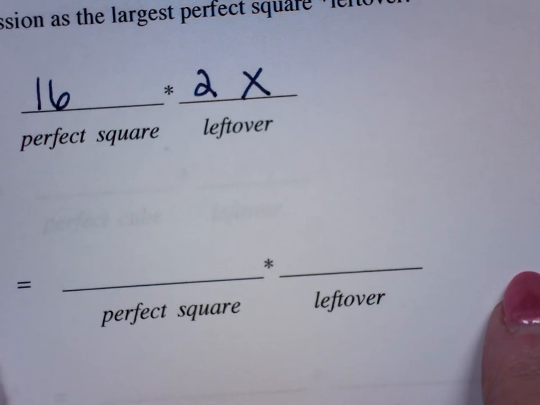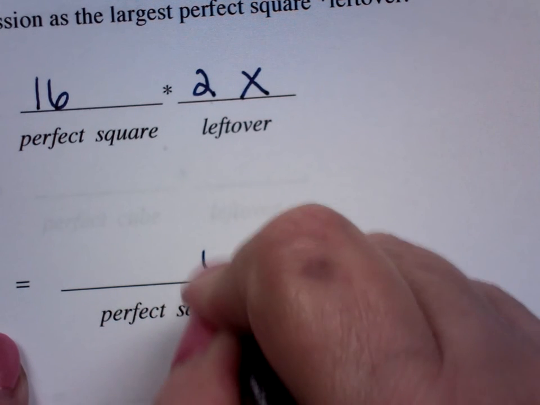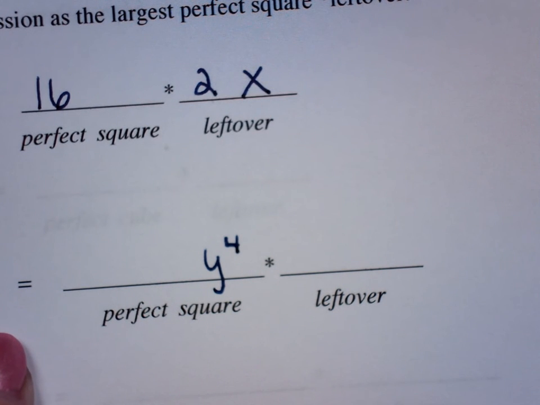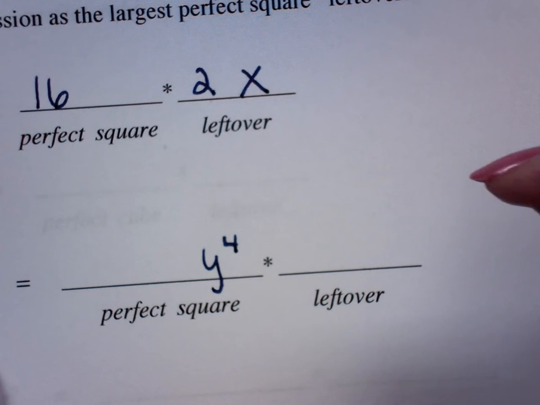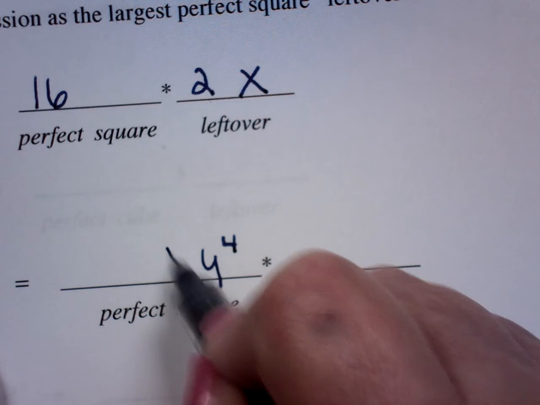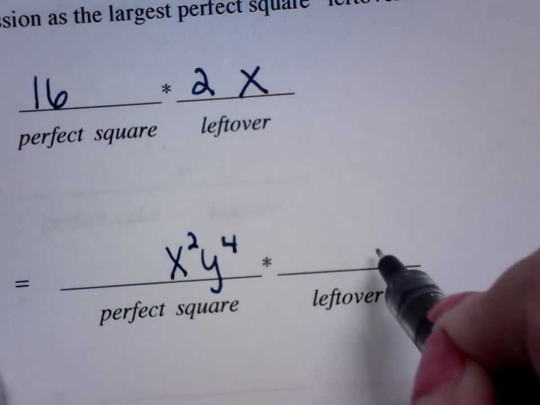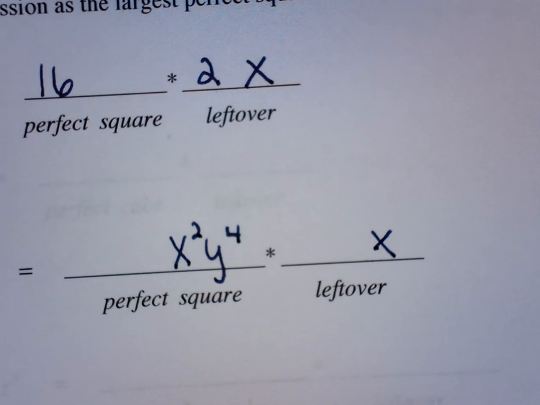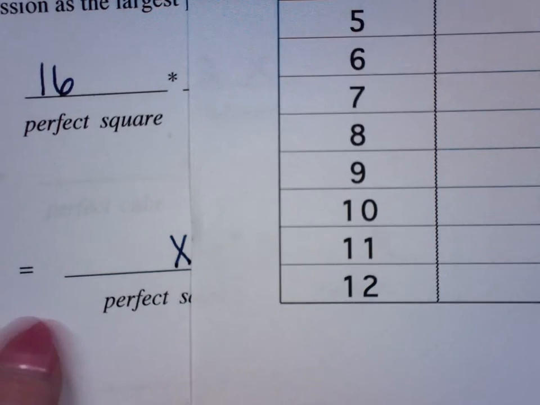Variables are the easy part. Numbers are the hard part. I'm looking for squares. Y to the 4th is a square. And you say, well, why is that? Because 4 is even. It's evenly divisible by 2. X cubed is not a square, but what's the square in x cubed? X squared. What's left over? X. Now I need to find the square that's in 72.